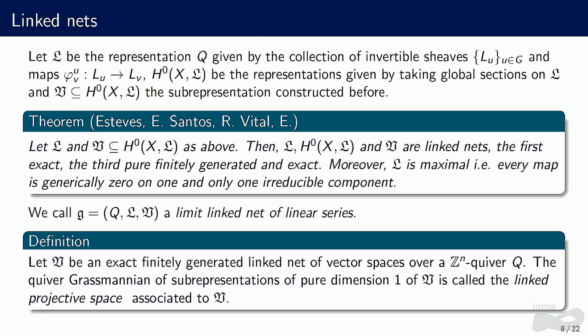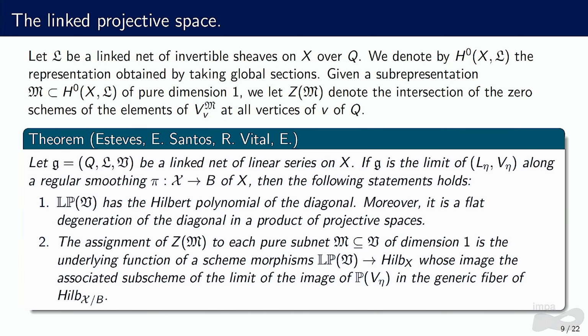And so what we call the linked projective space is just the quiver Grassmannian of a finitely generated exact linked net. So yeah, I wrote it here. The linked projective space is the quiver Grassmannian of subrepresentations of dimension 1. And what is interesting about these quiver Grassmannians is that they can be used for describing a scheme-theoretic limit of divisors. How is that? Well, if we take a linked net of invertible sheaves, which means just an invertible sheaf for each vertex of the graph, we have a natural map.